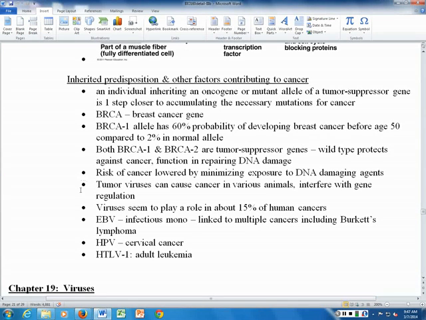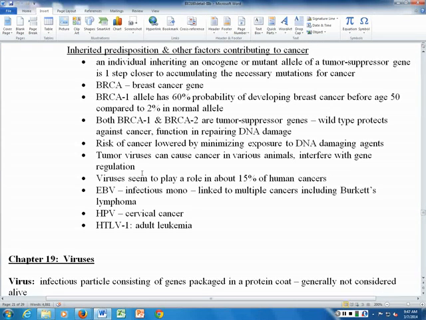So they know risk of cancer is lowered by minimizing exposure to DNA damaging agents. There are tumor viruses that can cause cancers in various animals. So they figure viruses play a role in about 15% of human cancers. Epstein-Barr virus, which causes infectious mono, is linked to multiple cancers, including Burkitt's lymphoma. Most people get the Epstein-Barr virus by the time they're a teenager. It's one of those things.